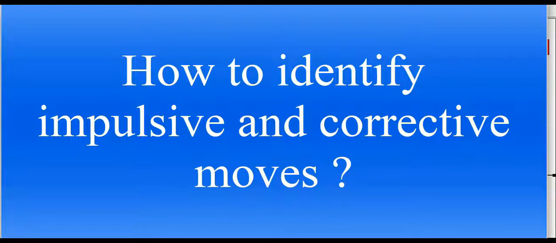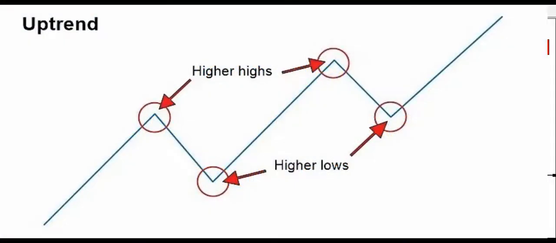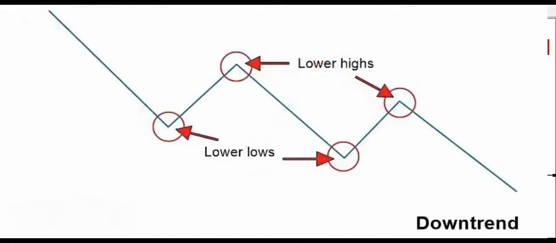So how to identify and predict impulsive and corrective moves? First of all, you have to be able to identify the trend, in other words, the direction of the trend. I have talked previously about how to identify an uptrend or a downtrend. As you know, an uptrend market is characterized by a series of higher highs and higher lows, and a downtrend is characterized by a series of lower highs and lower lows.